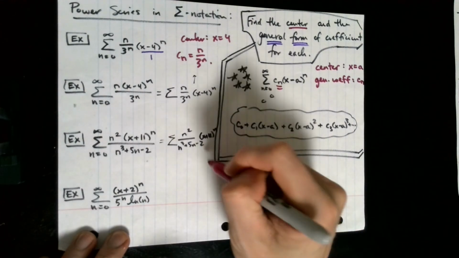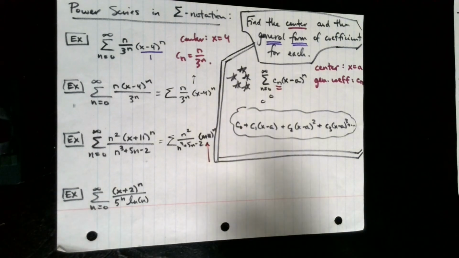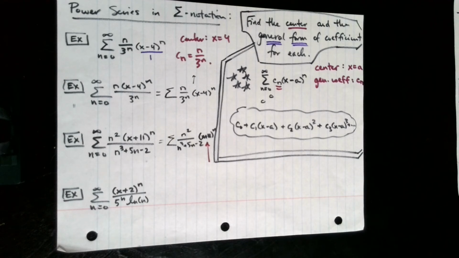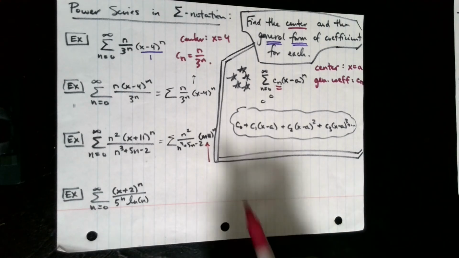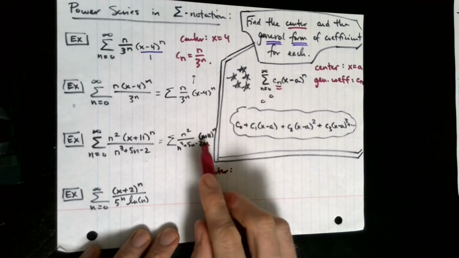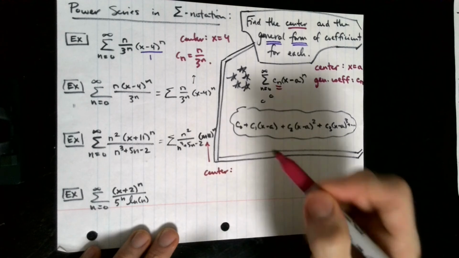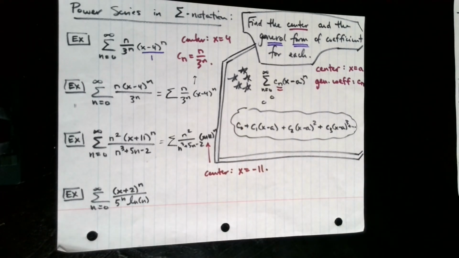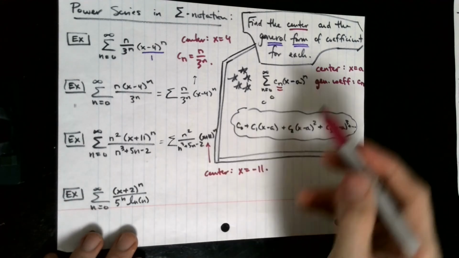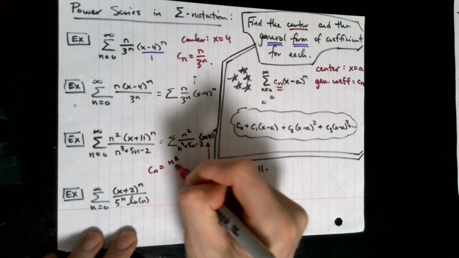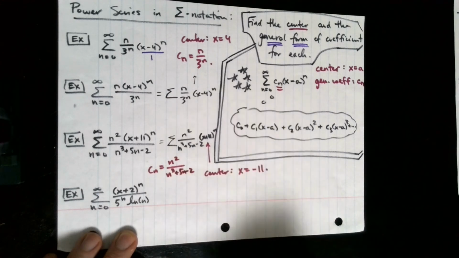So the center is what value for x we would have to plug in so that all the terms of degree 1 and higher would get wiped out, and you'd only be left with the constant term. Well, the value for x here, our center, has to be what? If you plug in an x here to wipe out this 11, the center has to be minus 11. So the center of this power series is minus 11. And what is the general form of its coefficient? The general form of its coefficient is just n squared over n cubed plus 5n minus 2.